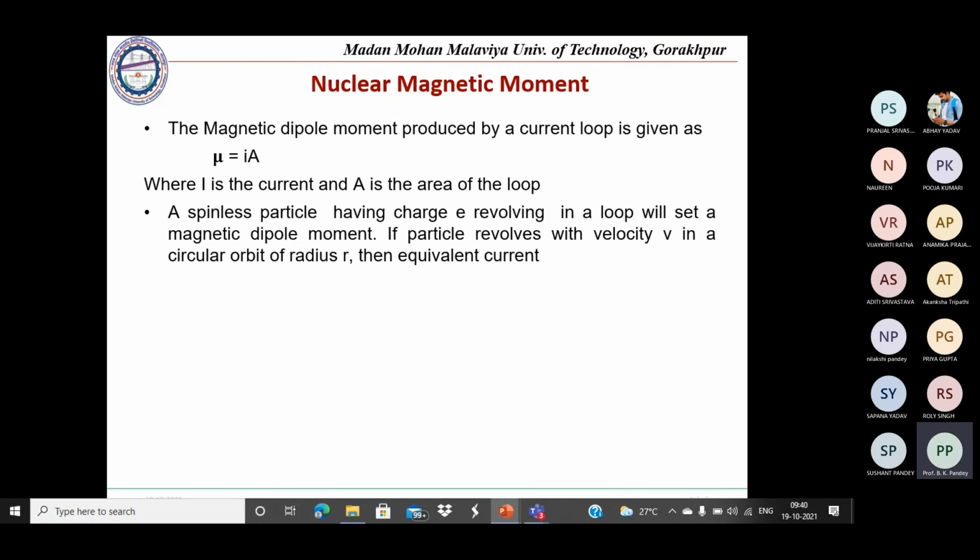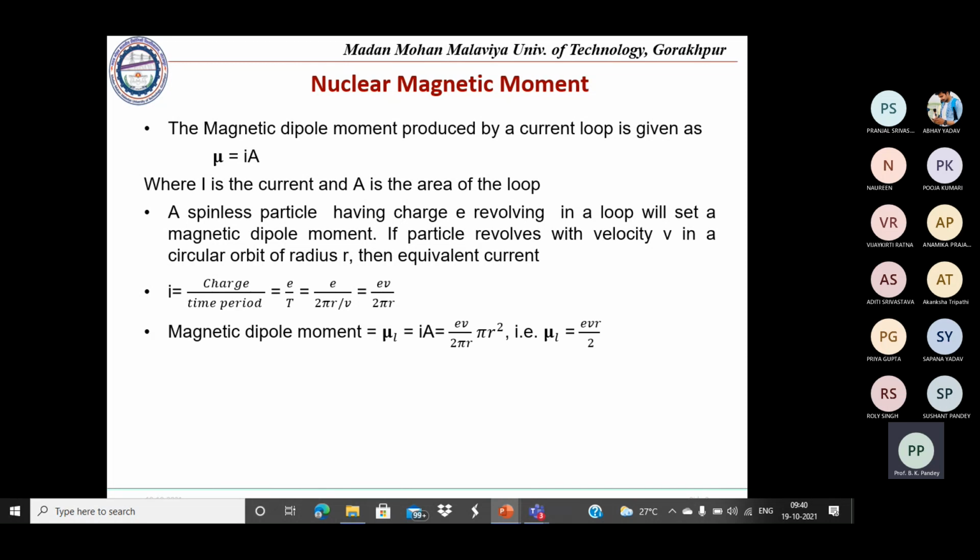A spinless particle having the charge e revolving in a loop will set up a magnetic dipole moment. If the particle revolves with velocity v in a circular orbit of radius r, then the equivalent current I is equal to charge upon time period. The time period is 2 pi r, the circumference, divided by v. So I is e upon 2 pi r upon v, that is e v upon 2 pi r. That is the value of the current.